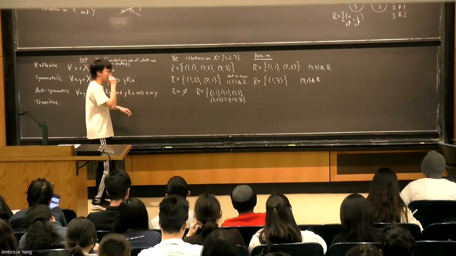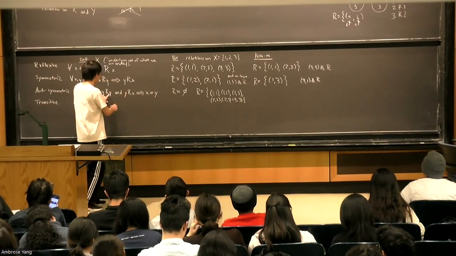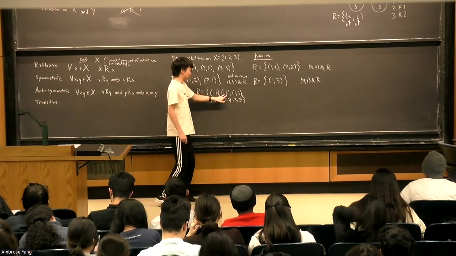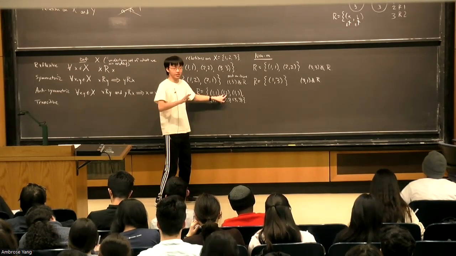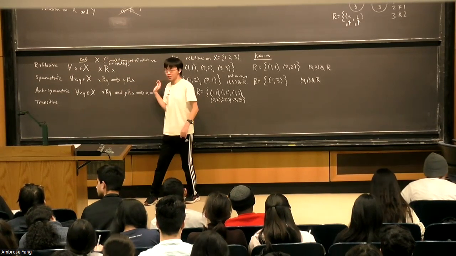When do I really start to get into the danger zone of x R y and y R x, where I need to check x equals y? You don't need to check for 1, 2 because 2, 1 is not inside the relation. 1, 2 is inside the relation, but 2, 1 is not. So this implication automatically becomes true.